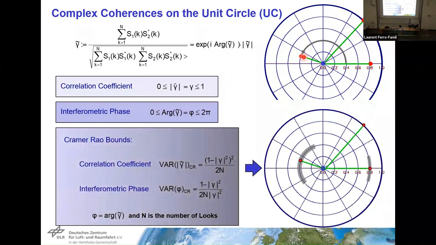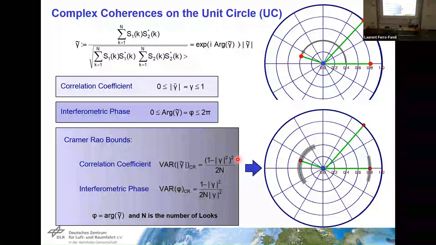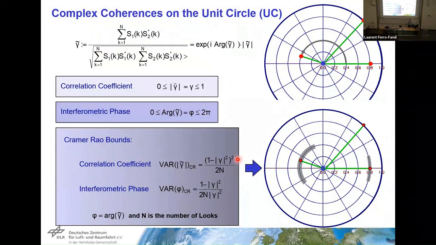And now, of course, you can calculate with which variance you can locate these points. So you will have a variance. Depending on what you remember, you now have to estimate this coherence. To estimate this coherence, you need looks.